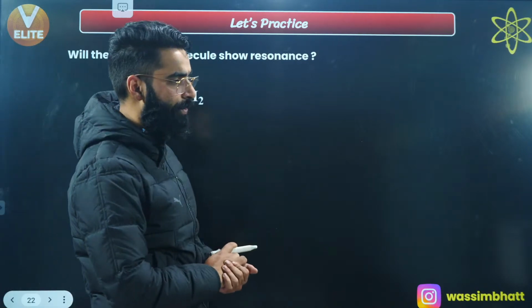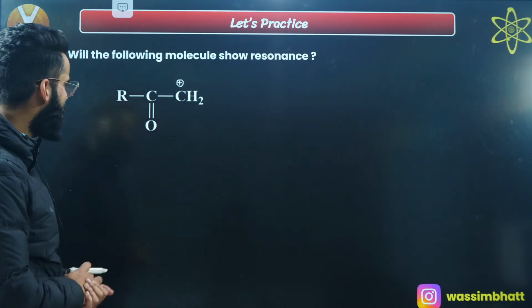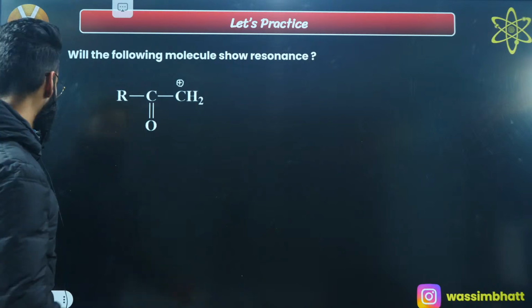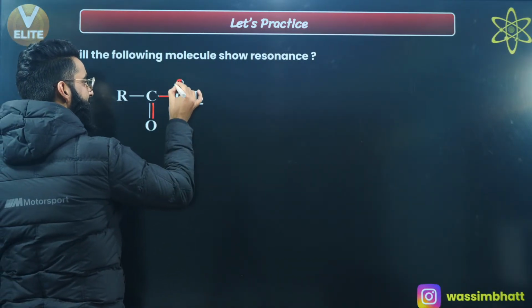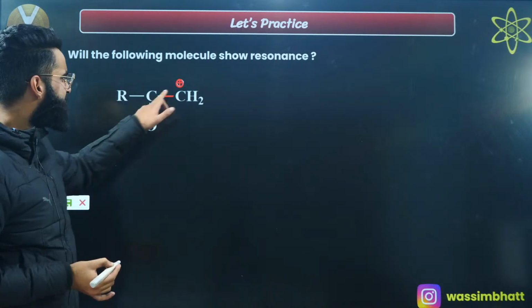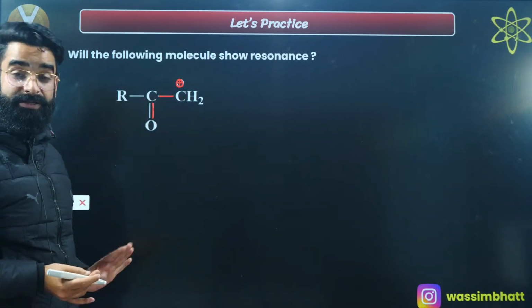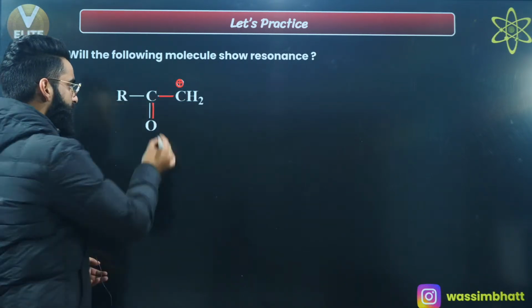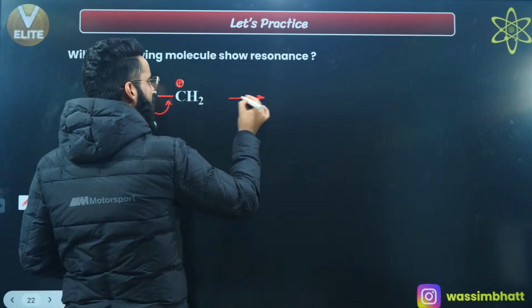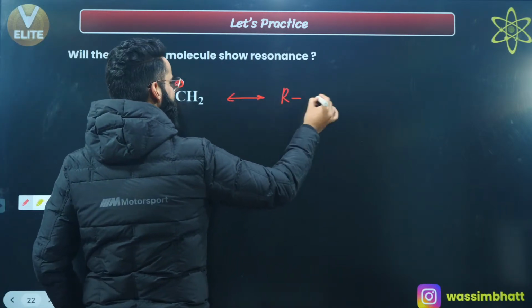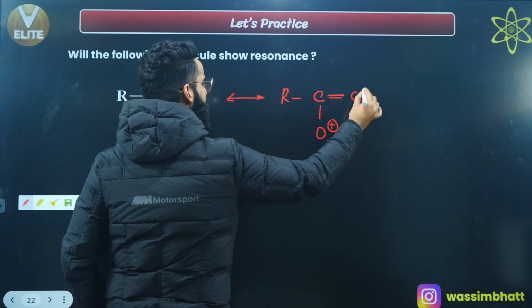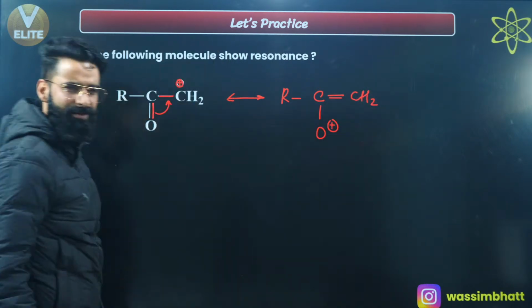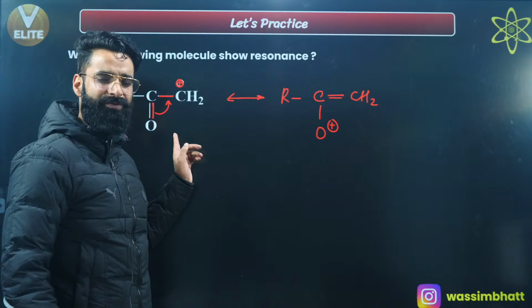Is this molecule going to show resonance? So I can say there's a pi bond, there's a sigma bond, and there's a positive charge, right? So there's a conjugation. Pi sigma vacant orbital, there's a conjugation. So resonance should happen. So this bond you're going to shift over here. So what eventually you're going to get, this is your R, this is C, there is a single bond, and this oxygen will be getting the positive charge, and there's a double bond, and this is CH2, right? So as per you guys, this should be the canonical form of it, right?